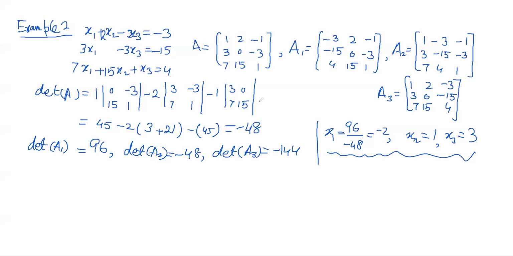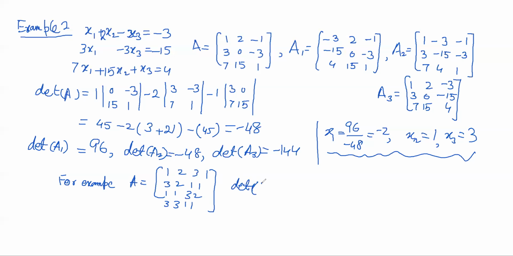For example, if you have a 4 by 4 system, the only thing is that the calculations will increase. For example, if A is a 4 by 4 matrix equal to 1, 2, 3, 1, 3, 2, 1, 1, 1, 1, 3, 2, 3, 3, 1, 1. If we want to expand it for its determinant, it will be like that.